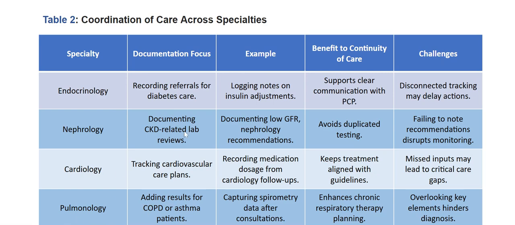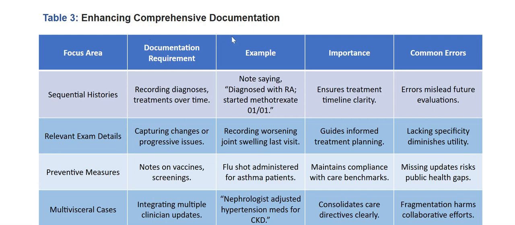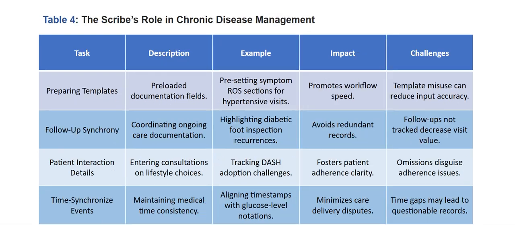pulmonology, and physical therapy. Table on enhancing comprehensive documentation: focus area, documentation requirement, example, importance, common errors. Focus areas, we have sequential histories, relevant exam details, preventive measures, multivisceral cases, and testing synopsis. Table on the scribe's role in chronic disease management: task, description, example, impact, challenges. Tasks, we have preparing templates, follow-up synchrony, patient interaction details, time synchronized events, and reporting trends.